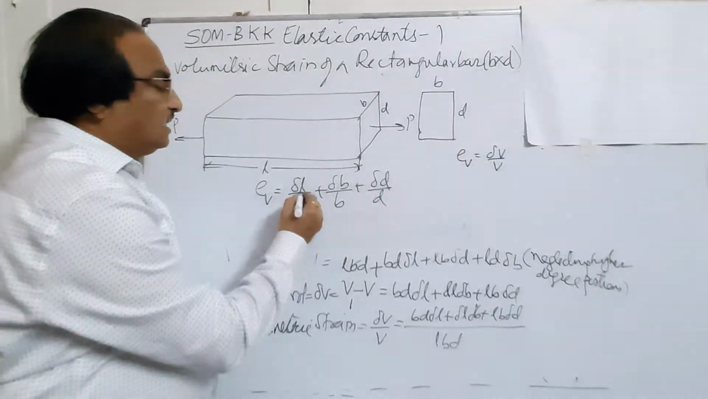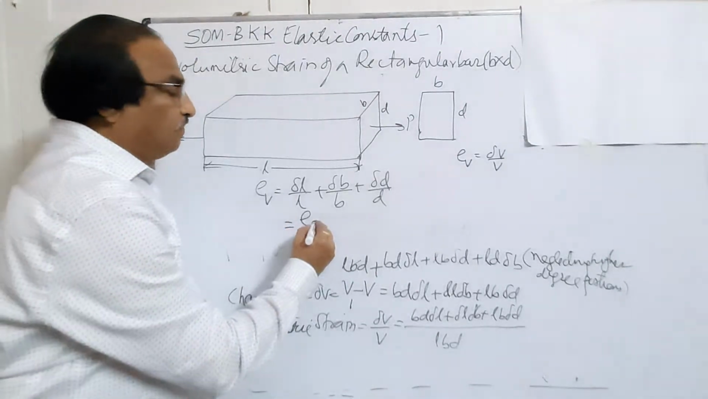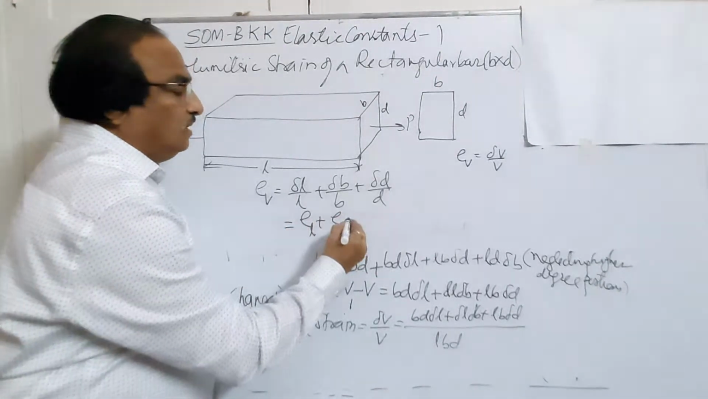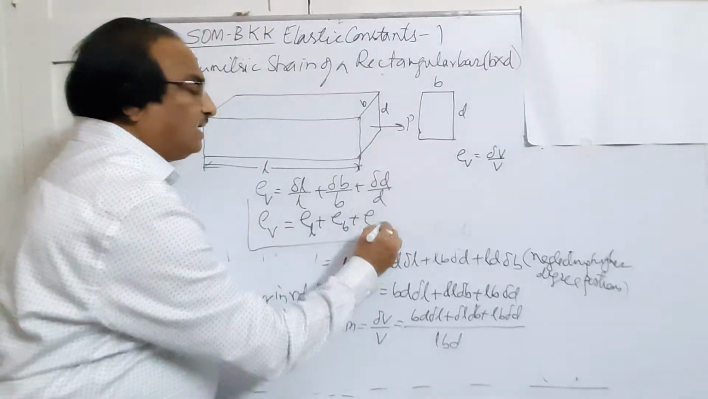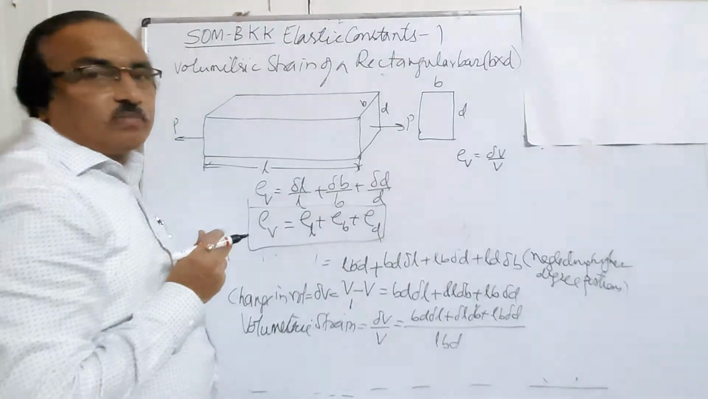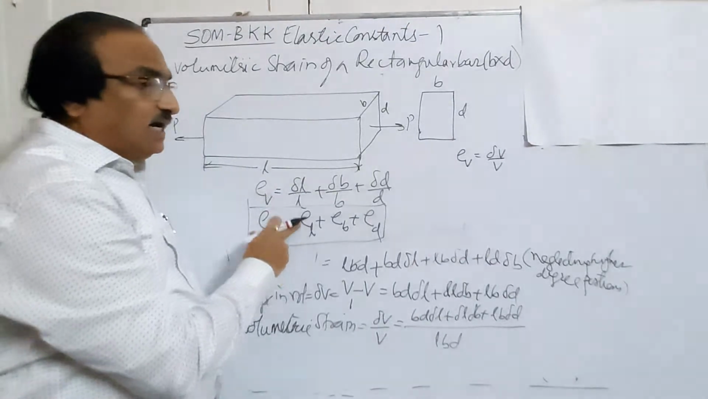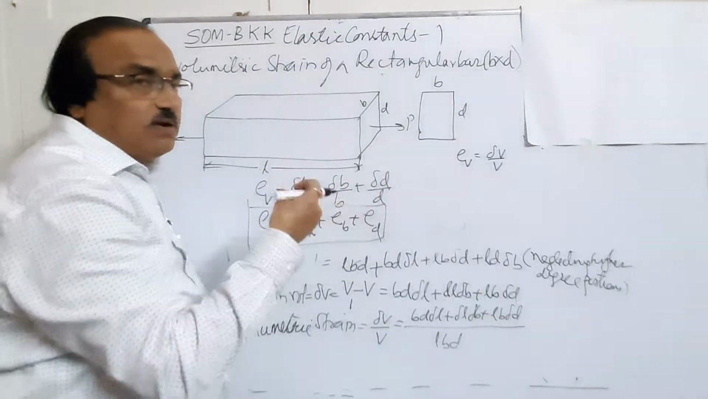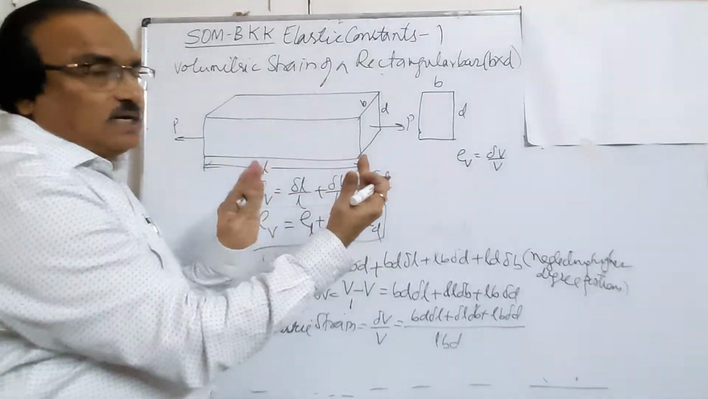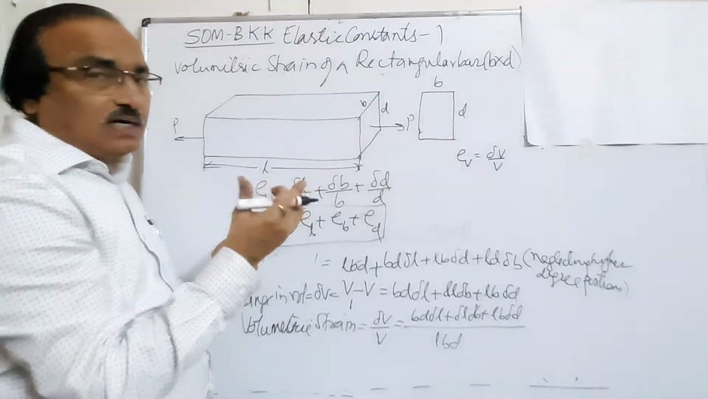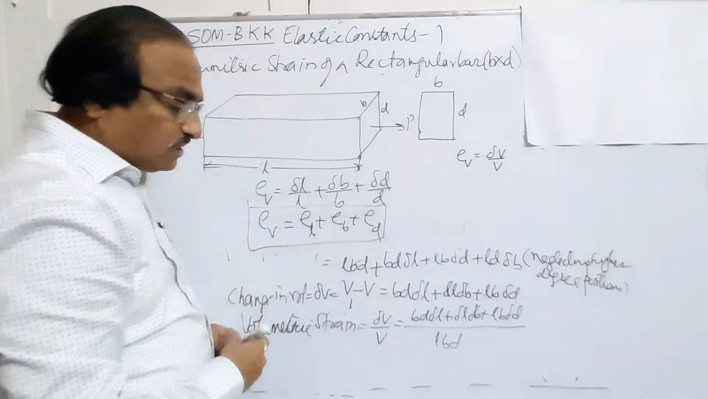So delta L by L, delta B by B plus delta D by D. We know delta L by L is the change in length, the strain in length, plus strain in width, plus strain in depth. So this is the volumetric strain of a rectangular bar subjected to load. Now if I increase the length, as we have seen with rubber, if I pull the rubber, width and depth are decreasing. If I push the length or reduce the length, then width and depth are increasing. One will be positive, the other two will be negative.